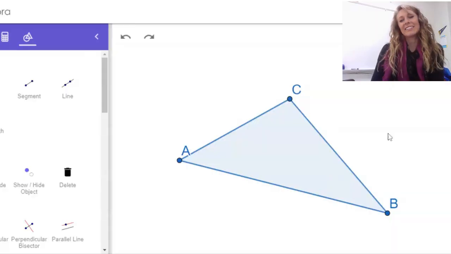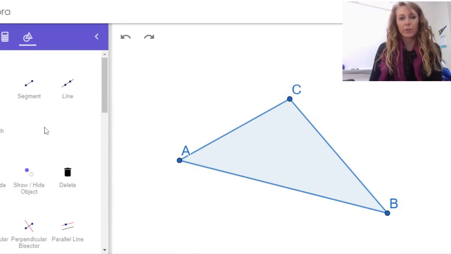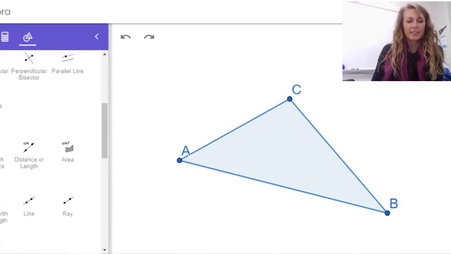Today we are looking at triangles and learning a couple little properties. So I just used GeoGebra to make kind of a random triangle. We're going to measure the angles together real quick.